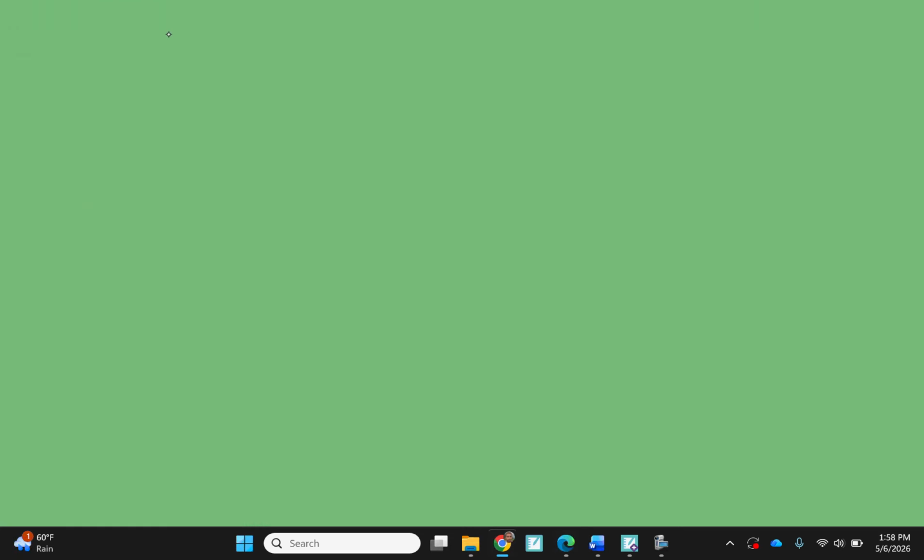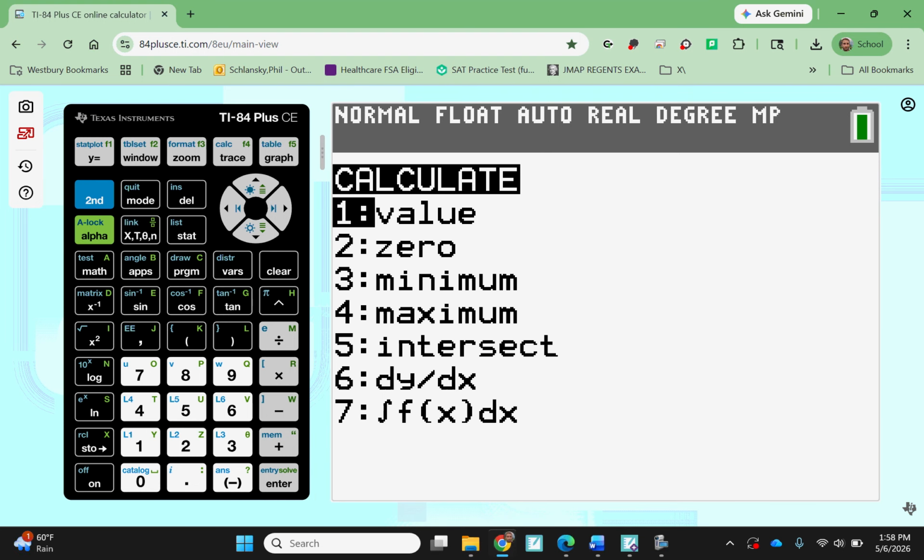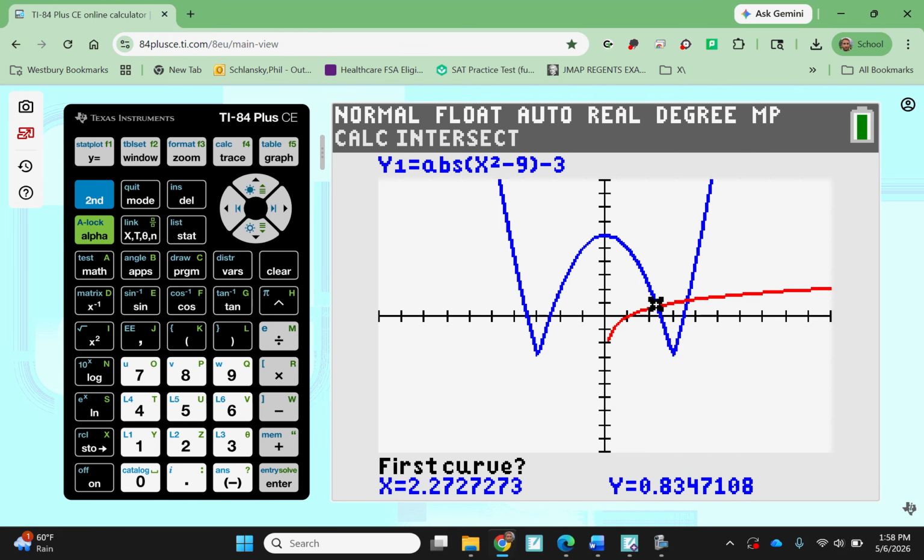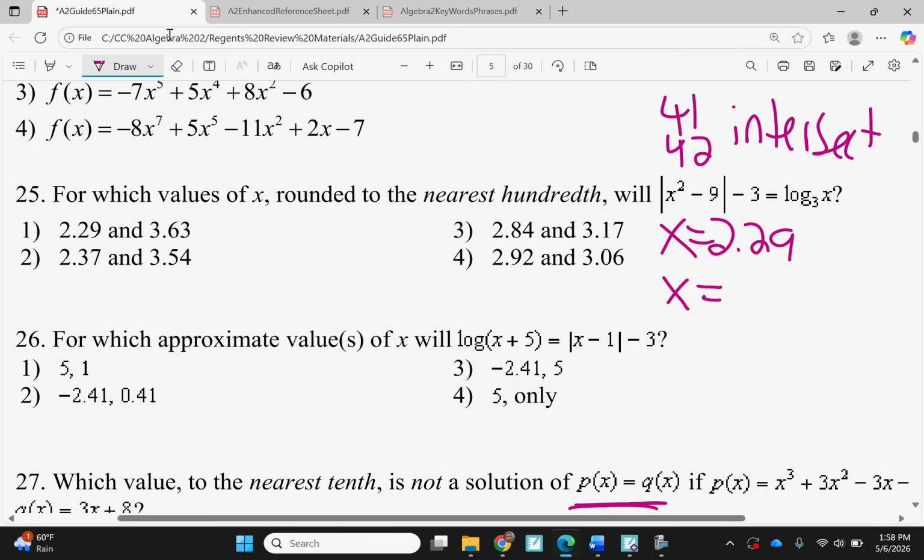And I got another one. So let's go second trace again. Option 5 again. Use the left and right cursors to go to the other intersection point. Enter, enter, enter. 3.63. I look at my choices. I've got my answer. You may need to adjust your window. For this particular question, you did not.